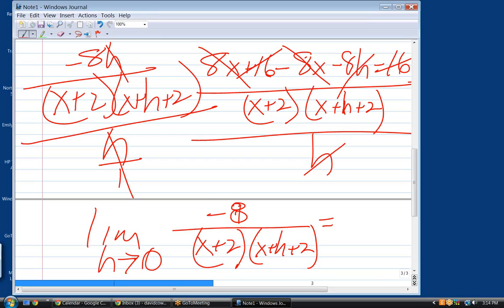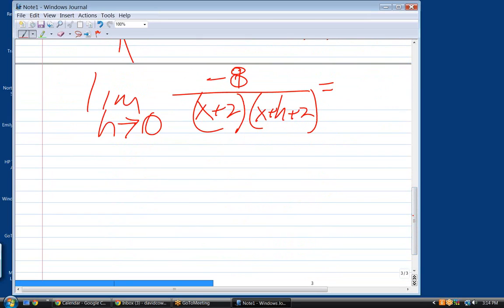So what is the limit of this as h goes to 0? Just plug in 0 for h. So that would be -8 over x plus 2 times x plus 2. Well, you don't need to multiply it out, and it's almost better not to multiply it out. It just becomes x plus 2 times x plus 2 in the denominator.